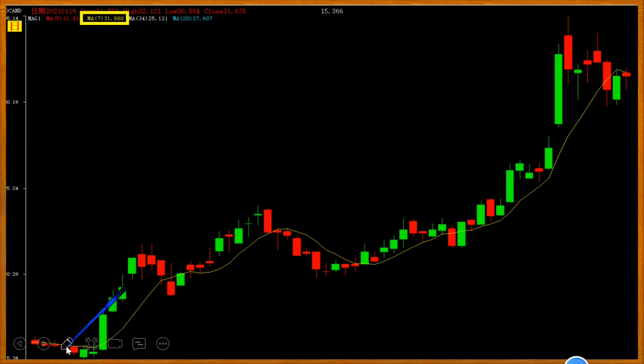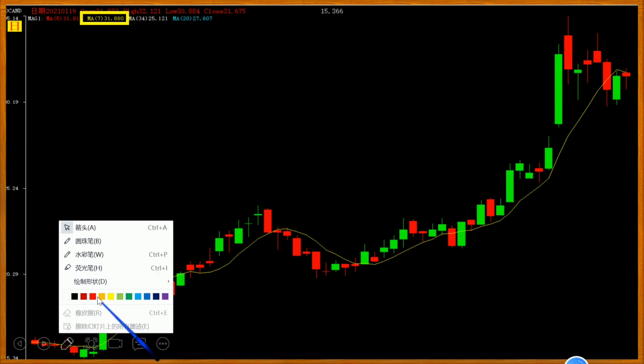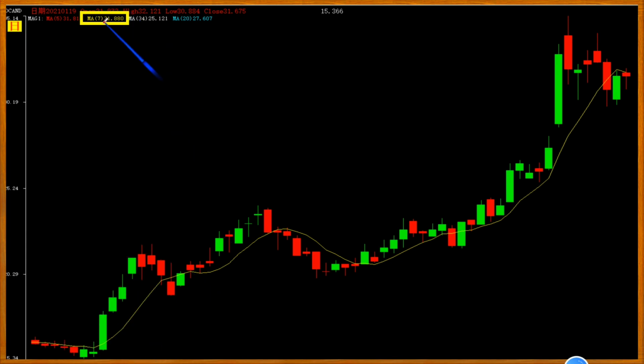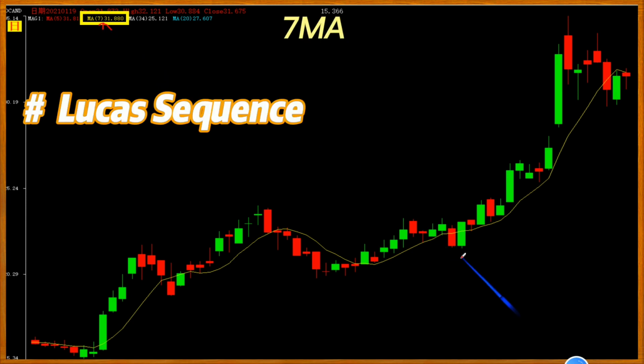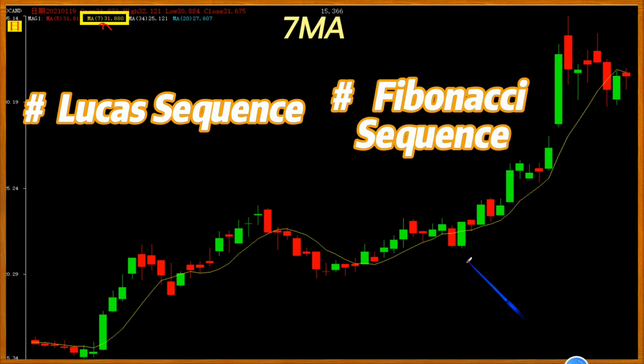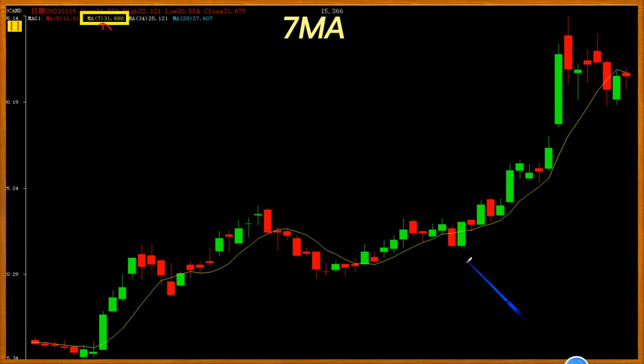Look at this chart. The amazing parameter of moving average we used here is 7. Why 7? Because 7 is a significant number of the Lucas sequence, which shares the same reputation as the Fibonacci sequence. It has an amazing effect on short-term operations. So let's see how this strategy works.